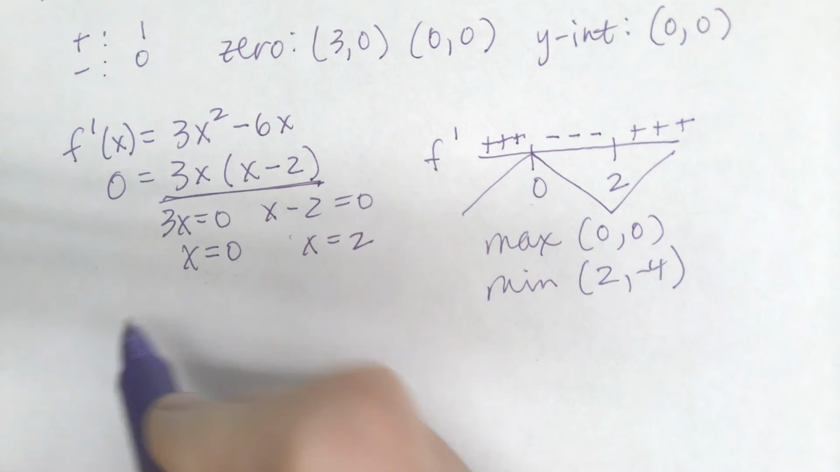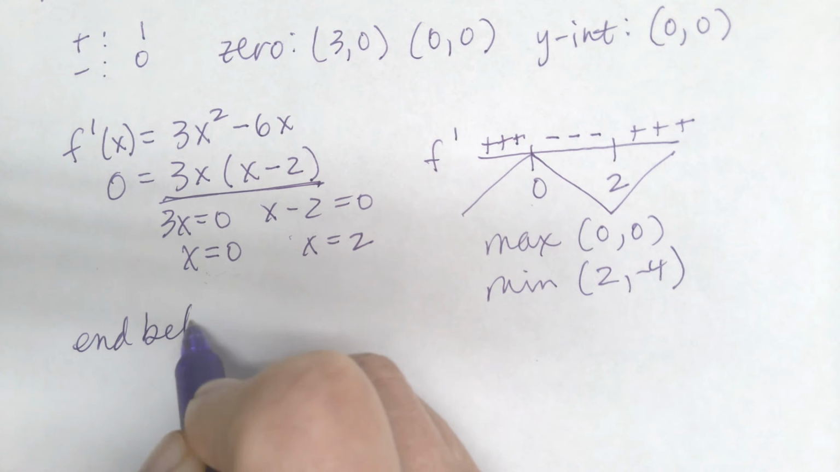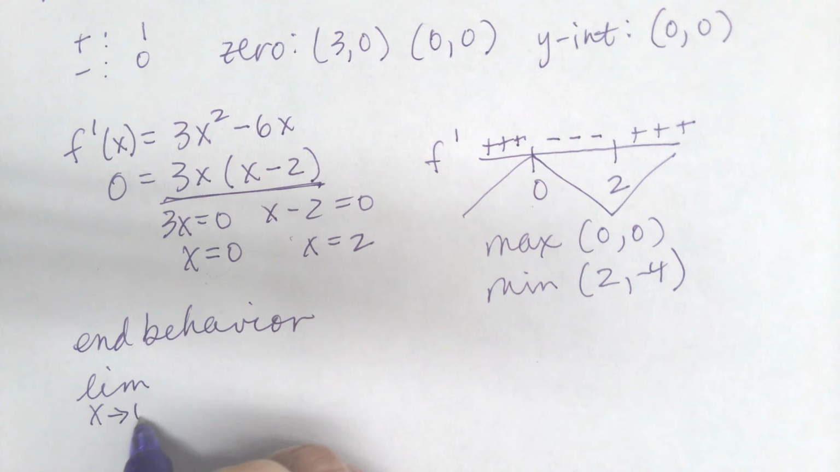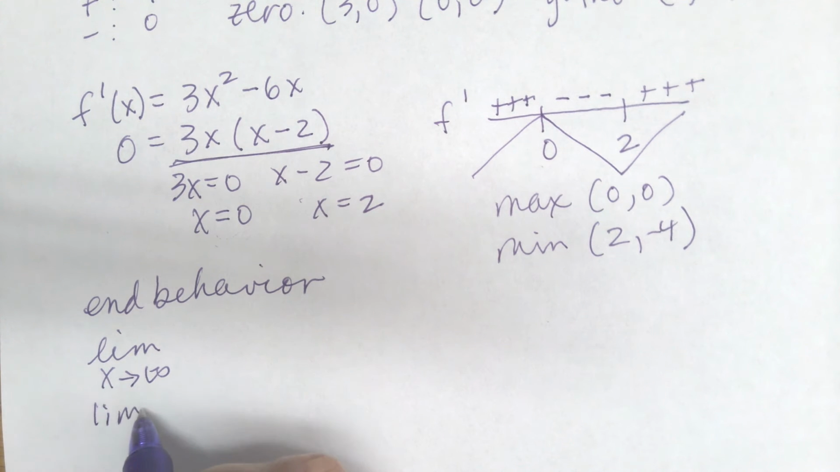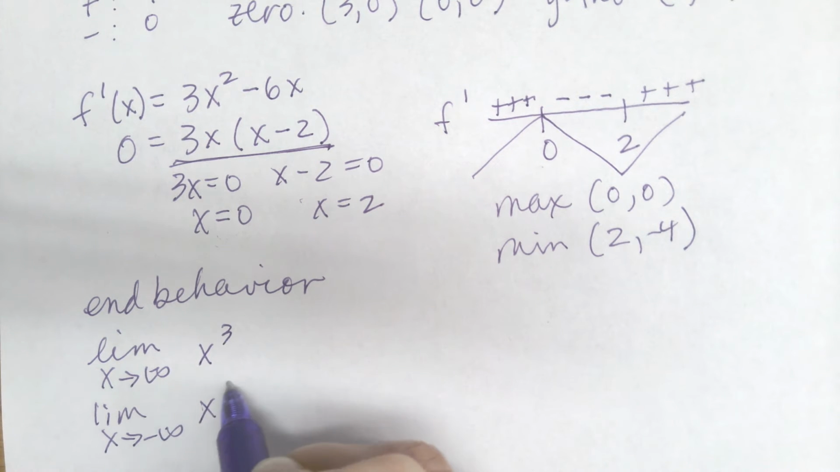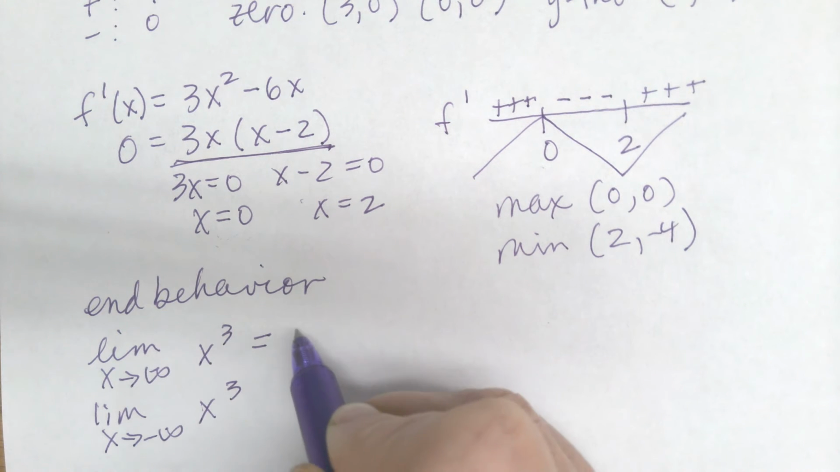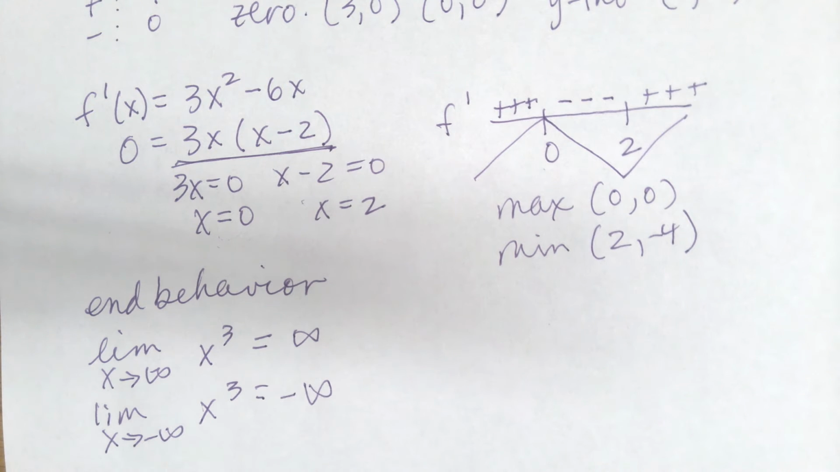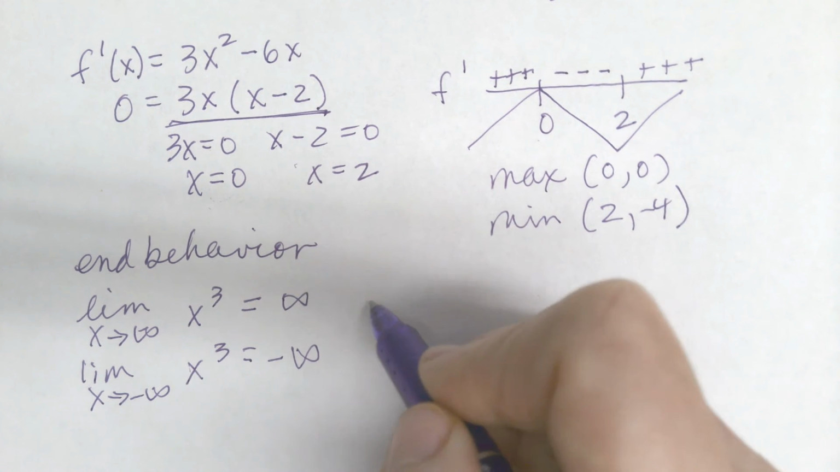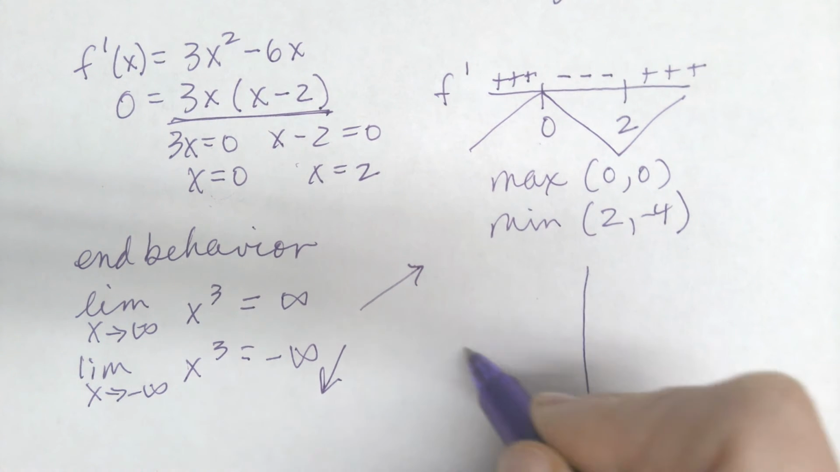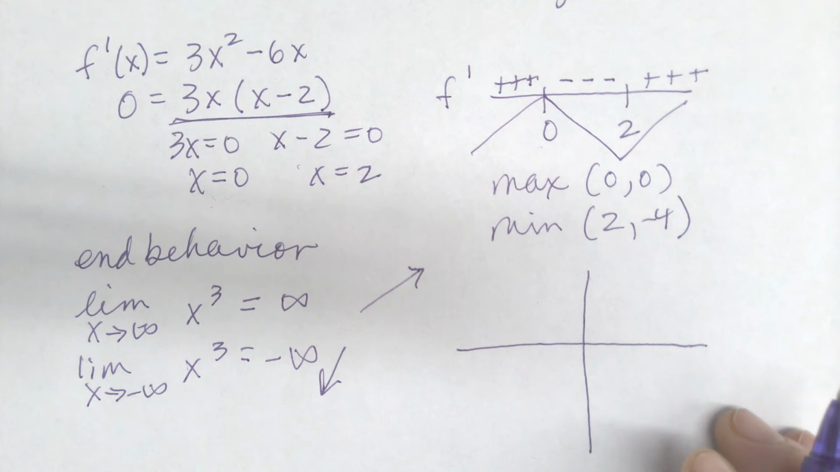Next thing I want to look at is my end behavior, and remember that just comes from the limit as x approaches positive infinity and the limit as x approaches negative infinity. I look only at the lead term, and when I plug in a positive number and take it to the third power, it's just going to get really big. When I put in a negative number and take it to the third power, it's going to get really big negative. And so I know it's rising on the right and dropping on the left, and now I can put all of this stuff together in my graph.